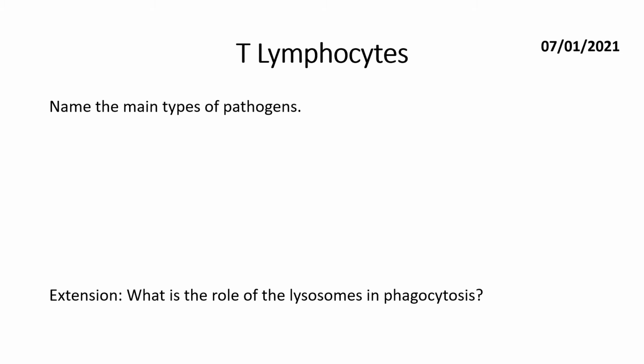So we're going to look at the role of T lymphocytes in the immune system. And just to start off, all you have to do is come up with the names of the 6 types of pathogens, and as an extra question, explain what the role of the lysosomes are in the process of phagocytosis.